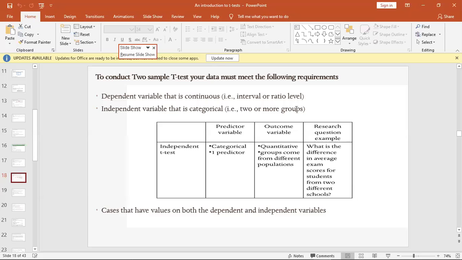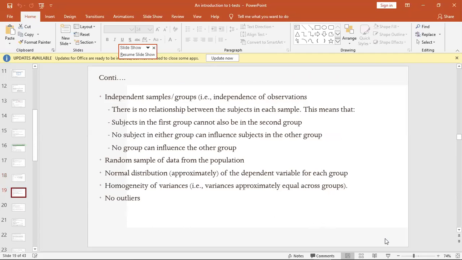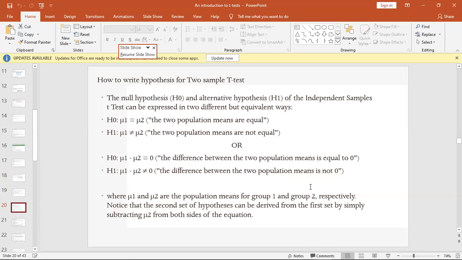So, two or more groups. Here the predictor variable should be categorical, and the outcome or dependent variable should always be quantitative, right? Cases must have values on both the dependent and independent variable. It is an independent sample. The samples should behave independently, randomization should be there, and the data should be normally distributed. If all these assumptions are met, you can go for a two sample t-test.